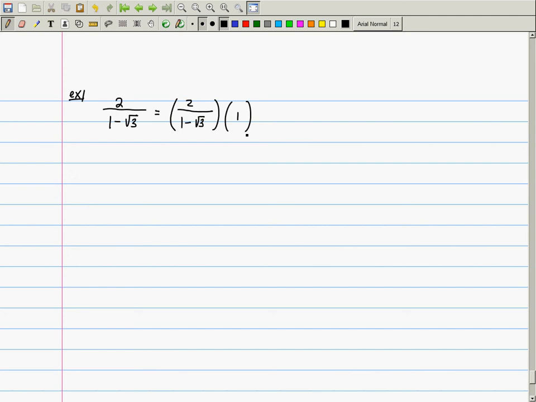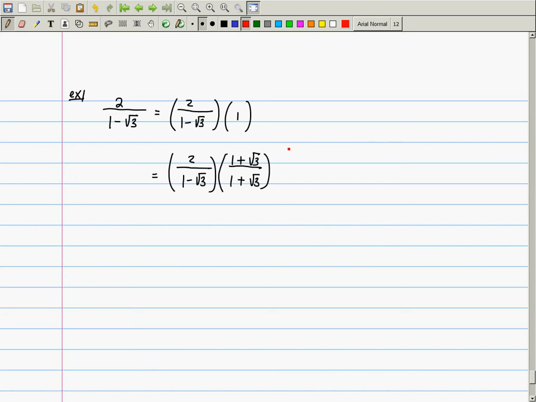Multiply by 1, that's the only thing that's legal to multiply by, but we have to be a little bit clever in choosing. Who knows? 1 minus square root of 3 won't work, but that's close. Plus. So let's see: 1 plus the square root of 3 over 1 plus the square root of 3.